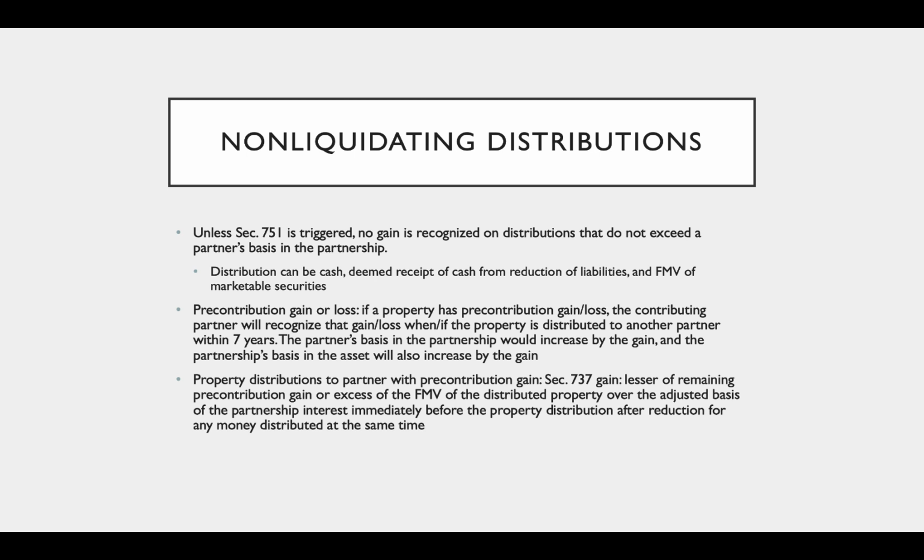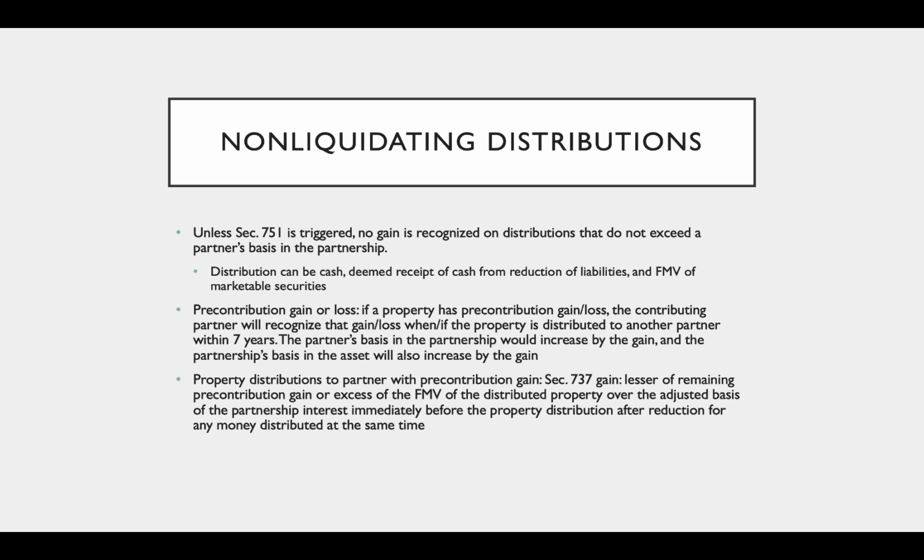So unless 751 is triggered, no gain is recognized on distributions that do not exceed a partner's basis in the partnership. This is our general rule. We've talked about it before. The distribution can be cash, deemed receipt of cash from a reduction of liabilities, or fair market value of marketable securities. If we have a pre-contribution gain or loss, that changes the result just a little bit.